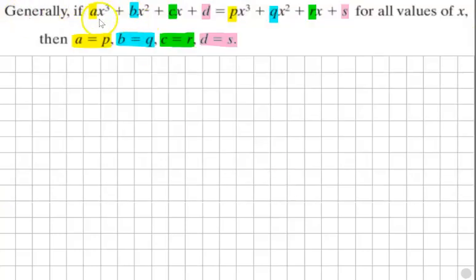Generally, if ax cubed plus bx squared plus cx plus d equals px cubed plus qx squared plus rx plus s for all values of x, then a is equal to p, b is equal to q, c is equal to r, and d is equal to s. So this is called putting like with like.